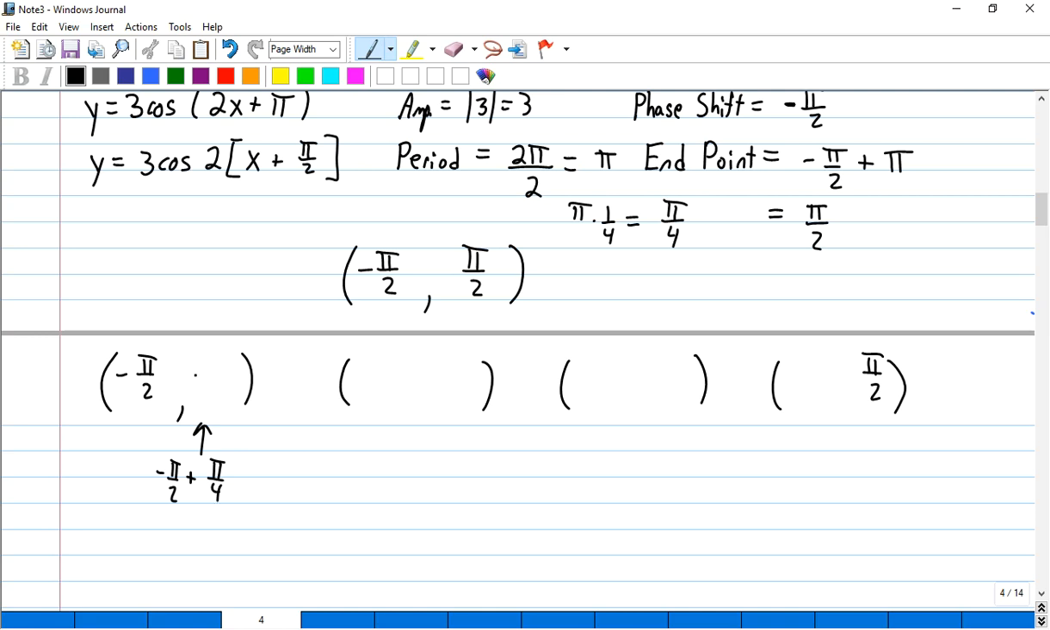So what's that going to give me? What is negative pi over 2? That's negative 2 pi over 4. So negative 2 pi over 4 plus 1 pi over 4 is negative 1 pi over 4. Negatives and positives. All right, we're going to start at negative pi over 4. Then how are we going to get this one here? You're going to say negative pi over 4 plus pi over 4. That's 0. So start here at 0.